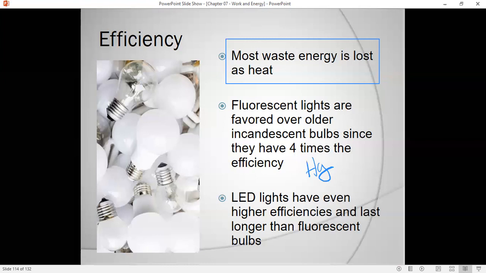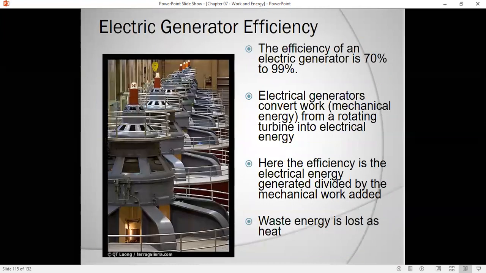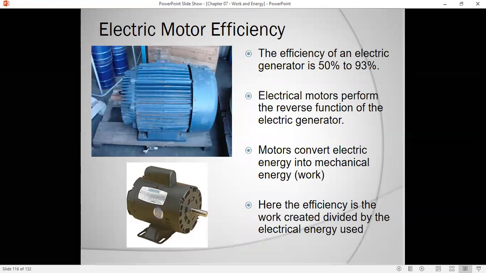So instead of using these fluorescent bulbs, we've been replacing them with LED lights. They have higher efficiencies and last even longer than the fluorescent bulbs. And that's what most light bulbs are made out of. Other efficiencies: generators, about 70 to 99% of the energy that goes into them becomes electricity. About 50 to 93% of the electrical energy going into motors becomes mechanical work.